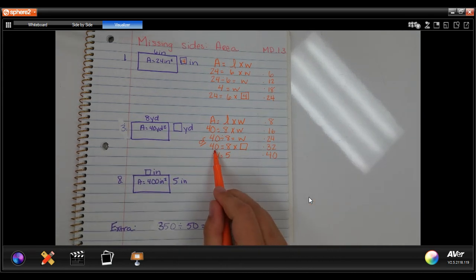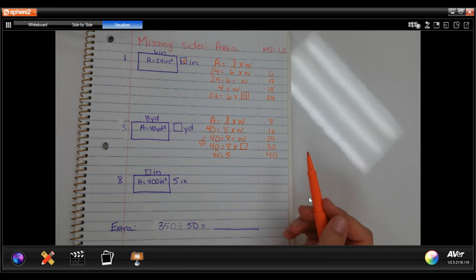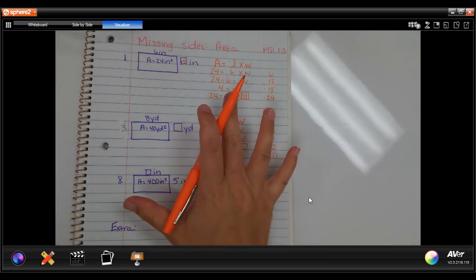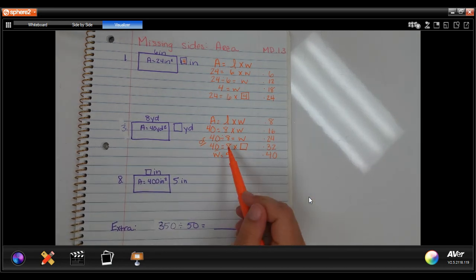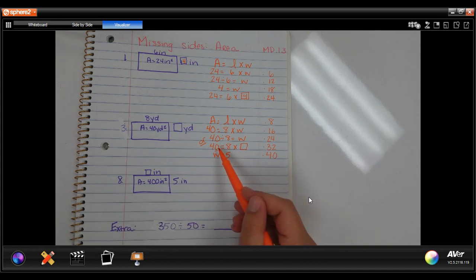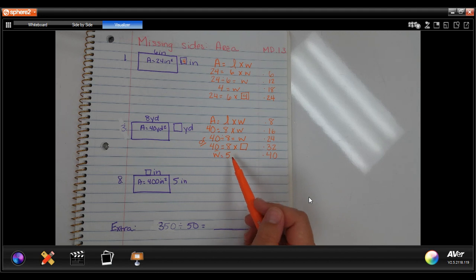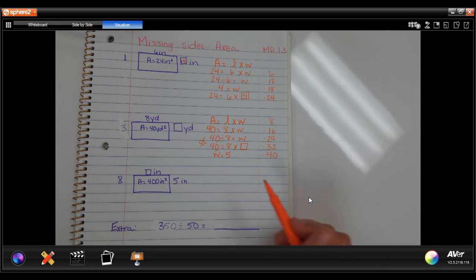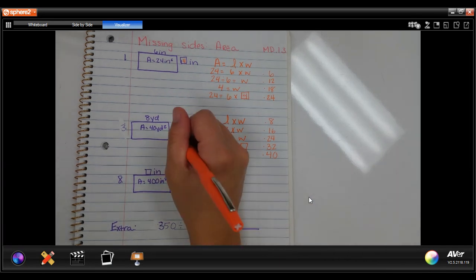Or when we see these zeros, if it has a 0 at the end, it's either divisible by 5 or by 10. And we know 8 times 10 is not 40. So we should try 8 times 5 because if it has that 0, there's a likely chance that it will be 5 or 10. So for this one, W equals 5 yards.